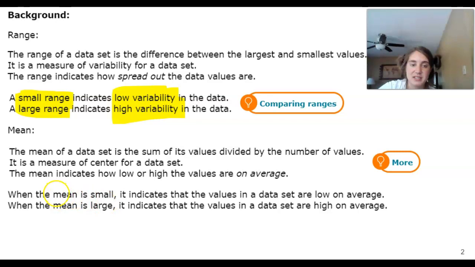The mean is going to tell us the average, so we can compare how spread out or the variety of it, and we can compare if that variety is high or low. So a small mean means a low average. A large mean means a large average.